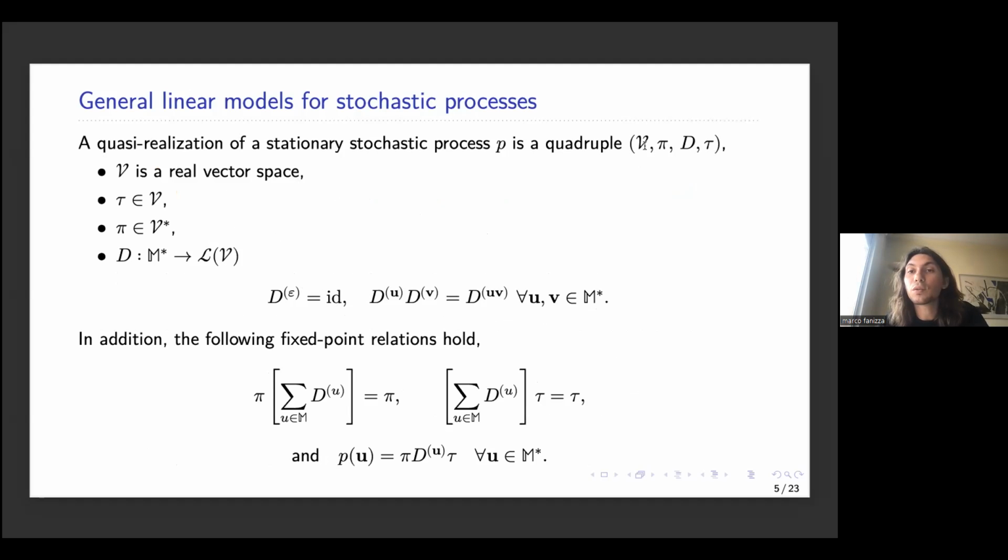A quasi-realization is defined as a quadruple of a real vector space, a vector in its dual, and a function from words to linear maps in the vector space, such that the empty word is mapped to the identity, and the product of maps associated to two words is the map associated to the word obtained by juxtaposition. Moreover, in order to enforce stationarity, we ask that pi is a left eigenvector of this map, and tau is a right eigenvector. And the probability would be computed in this way, which in fact respects the structure of the picture that we had in the previous slide.